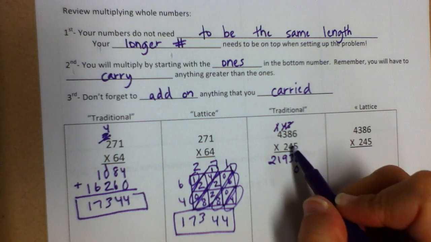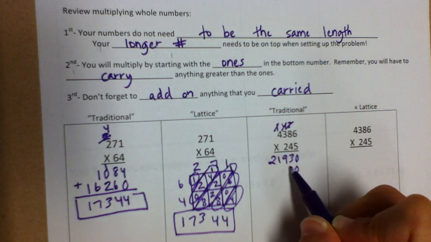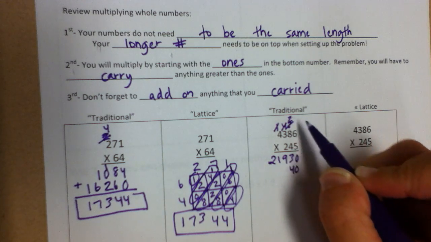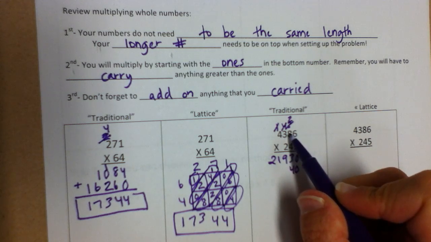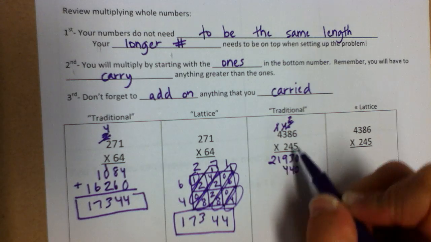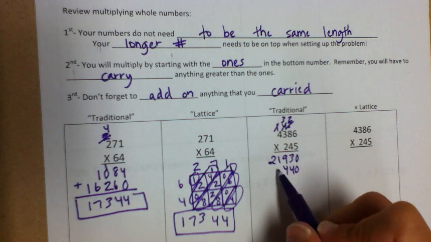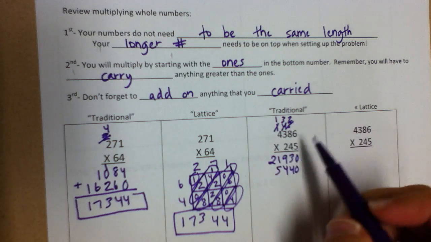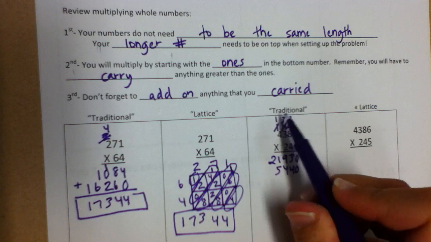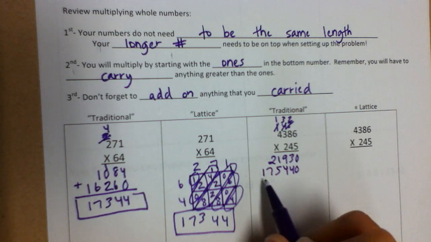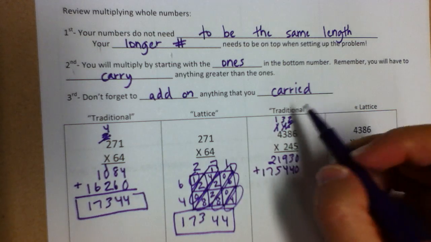0 is my placeholder. 4 times 6 is 24. Carry the 2. 4 times 8 is 32. Plus 2 is 34. Carry the 3. 4 times 3 is 12. Plus 3 is 15. Carry the 1. 4 times 4 is 16. Plus 1 is 17. Oh, I'm not ready to add yet.